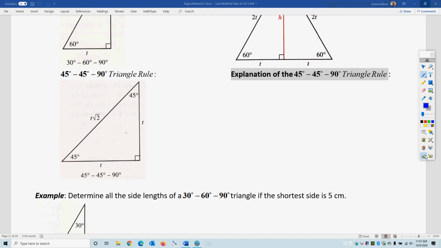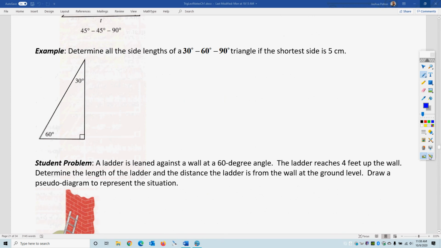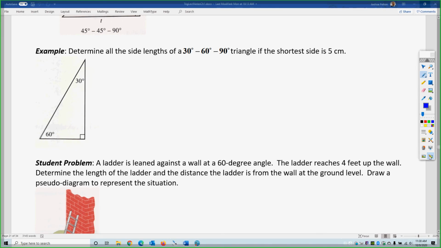So we can use this to solve special right triangles in a faster, more efficient manner. For example, if I have a 30-60-90 triangle, and I know the shorter leg is 5 centimeters, I can figure out the other ones efficiently and quickly. The longer leg is root 3 longer, and the hypotenuse is twice as long, and they're all referring back to the smaller leg as a reference. Pause the video, try the student problem for yourself.